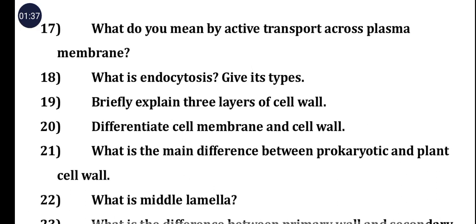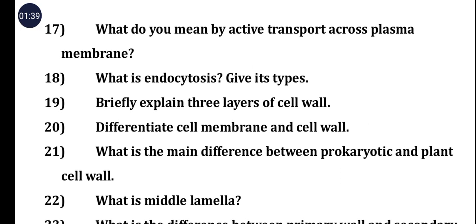17 question is what do you mean by active transport across plasma membrane. 18 question is what is endocytosis, give its types. 19, briefly explain 3 layers of cell wall like middle lamella, primary wall and secondary wall. Next is differentiate cell membrane and cell wall.